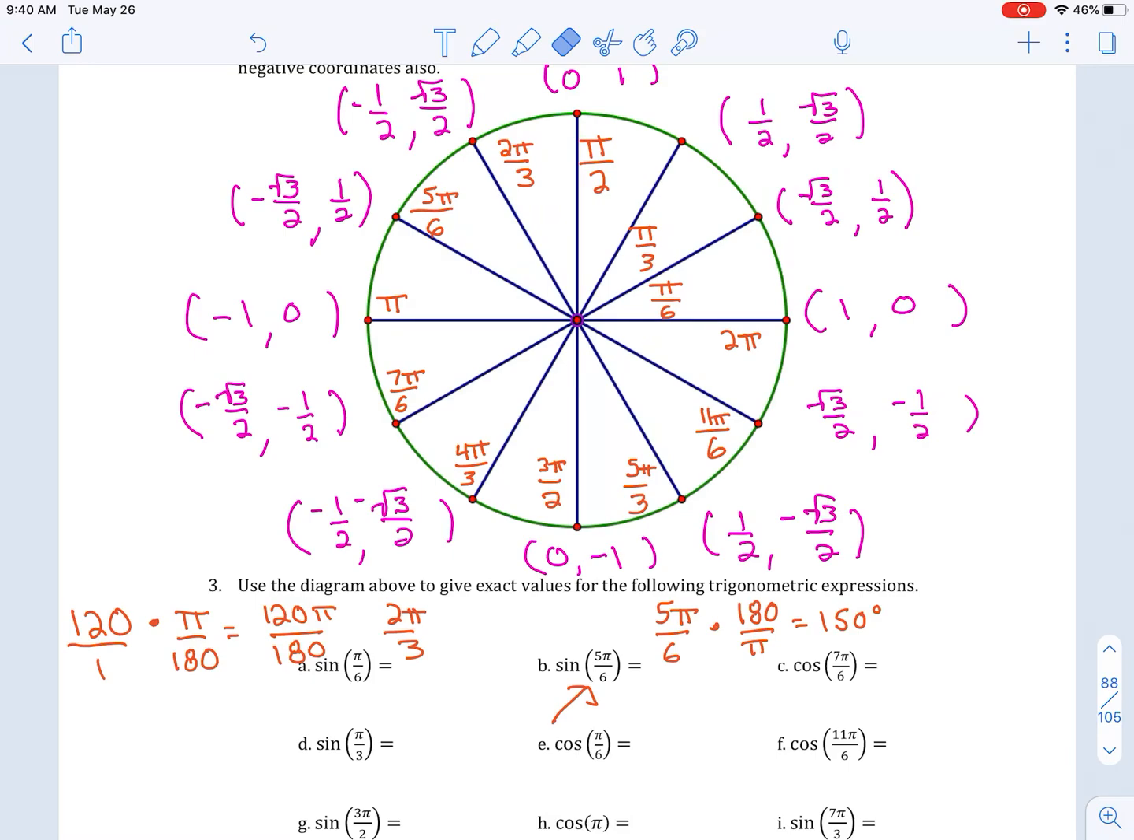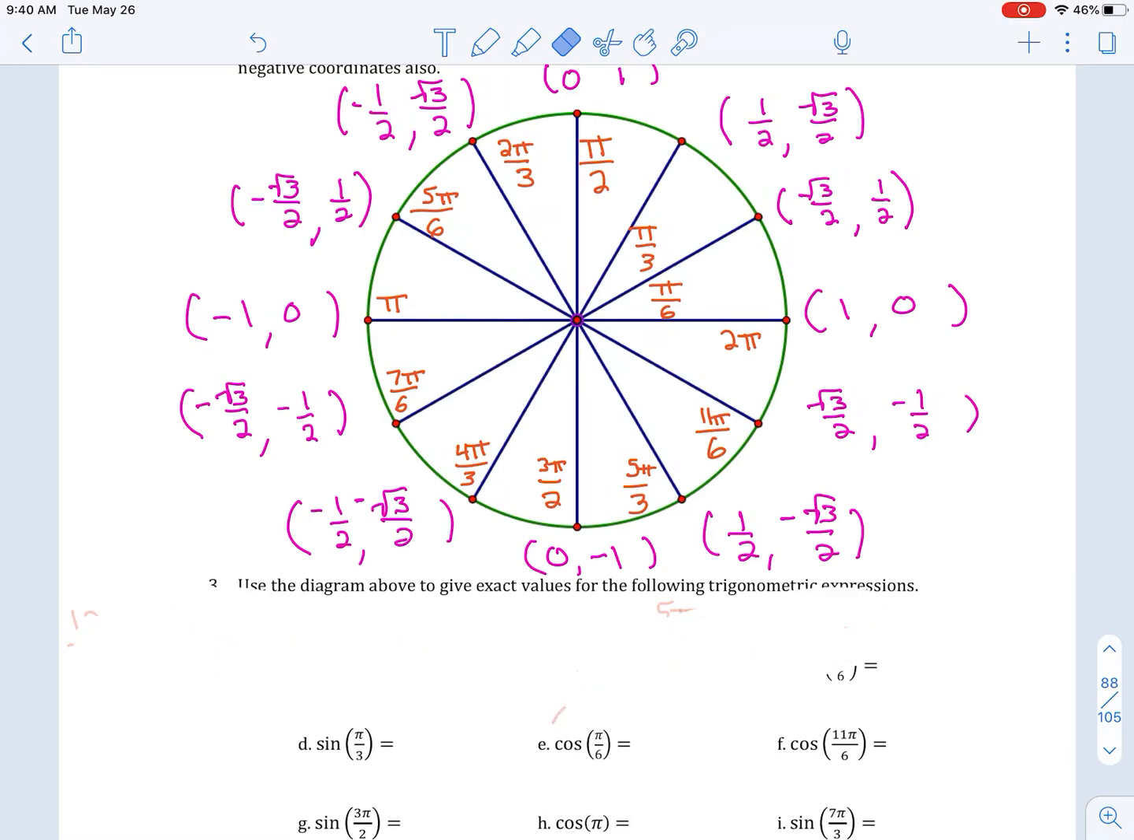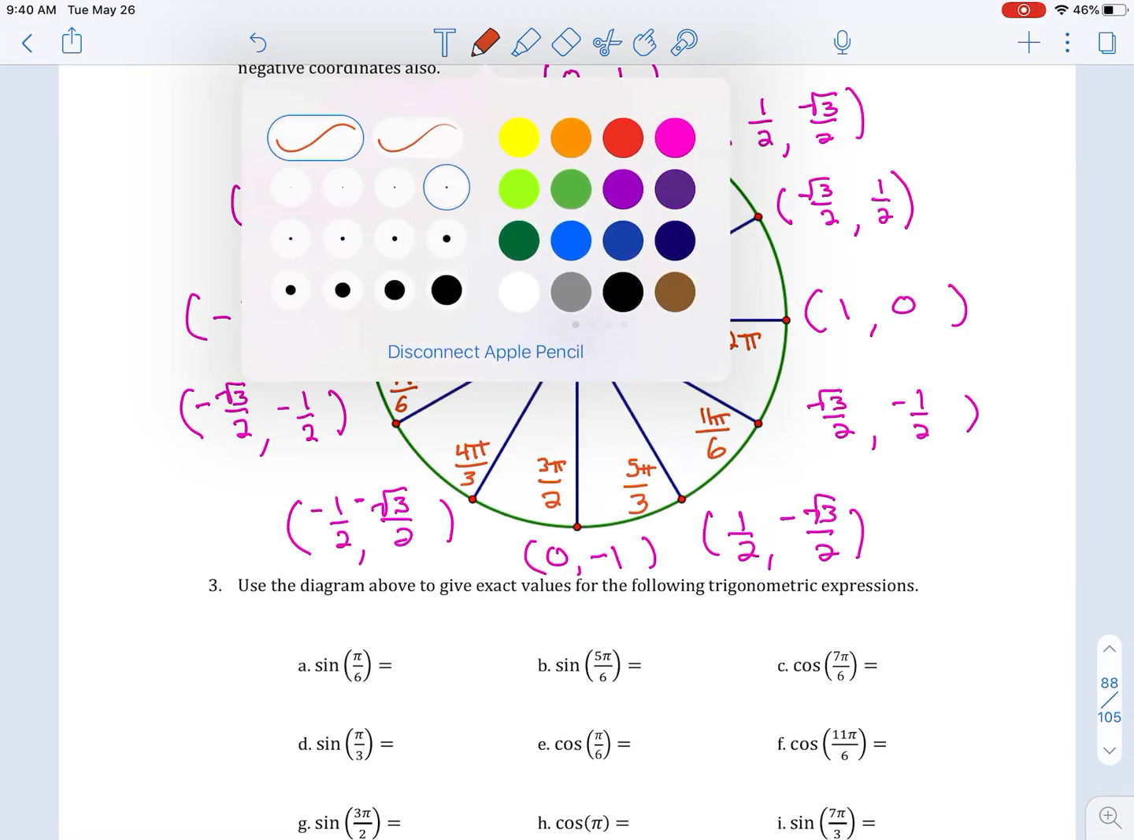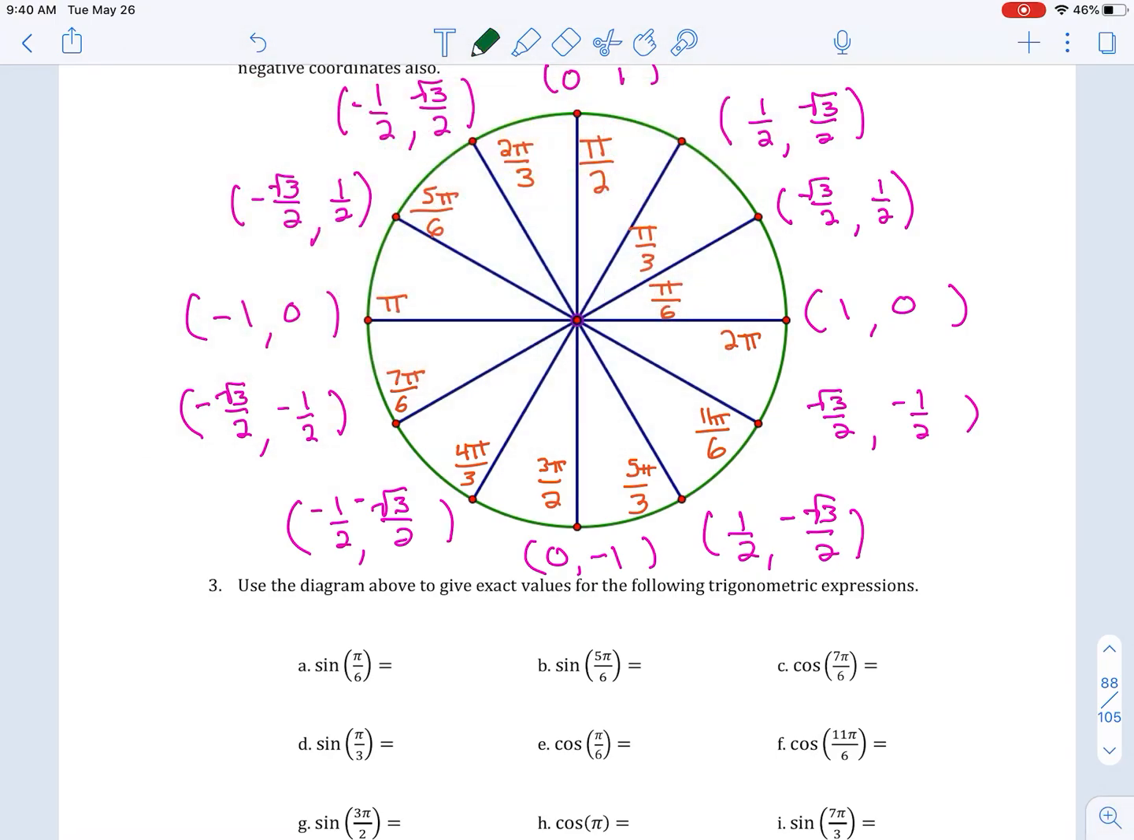All right, now we get to actually answer the questions. Okay, so for this one, use the diagram above to give exact values for the trigonometric expressions. Okay, so now we're getting to the real problem. So there's a sine of pi over 6. So remember that angle's pi over 6, right?